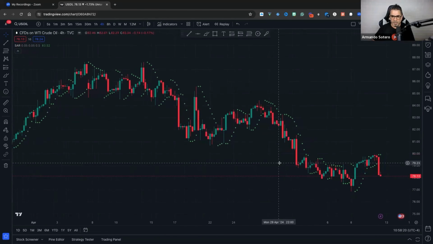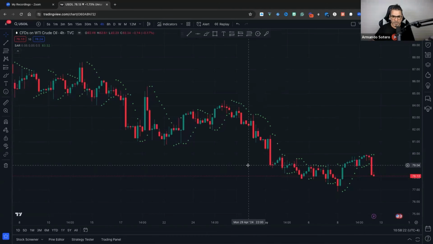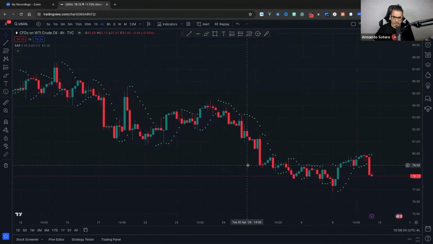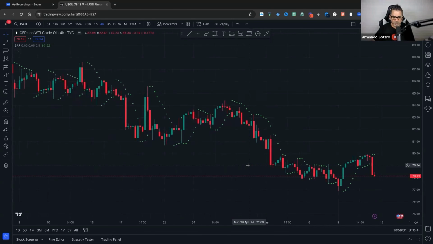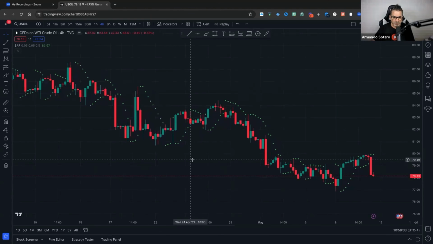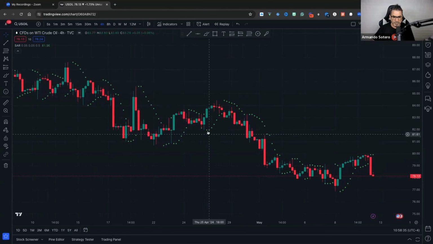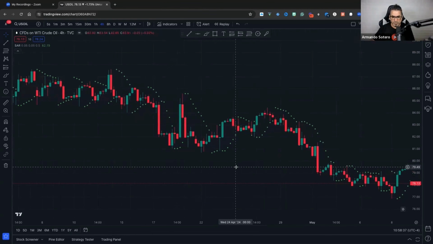And this is where you can really begin to strategize a couple of different options that you have here with the parabolic SAR. Okay, so we're going to take a couple of different points just so you can see how you can combine this in a couple of different ways. So let's start right here in this section right here.